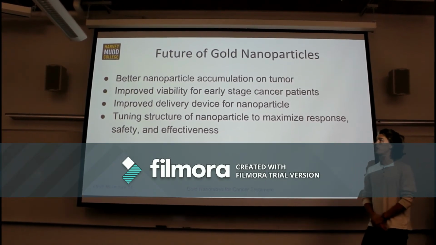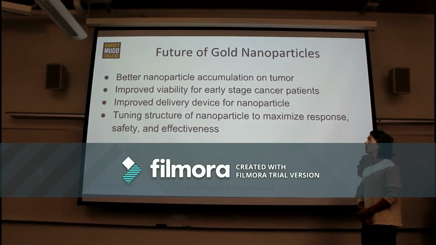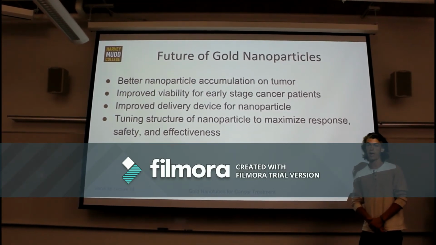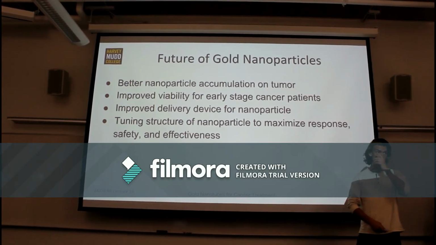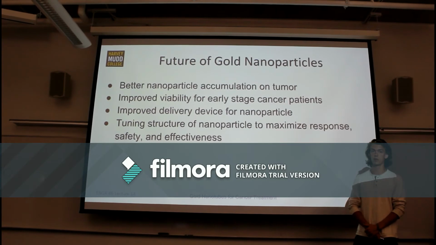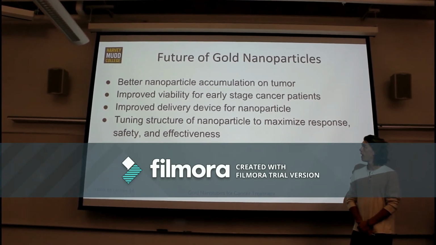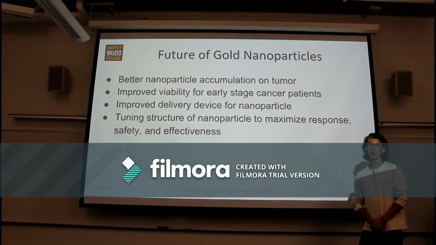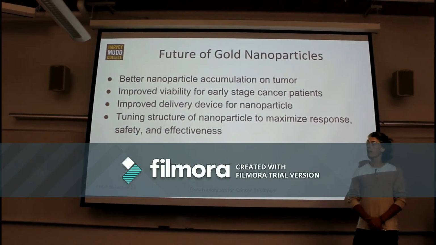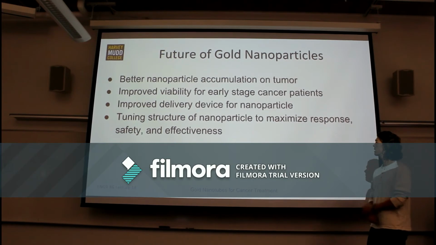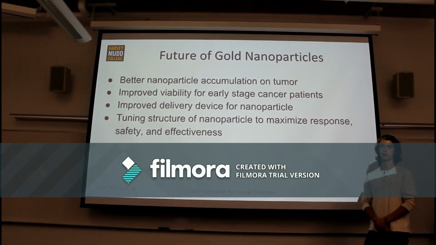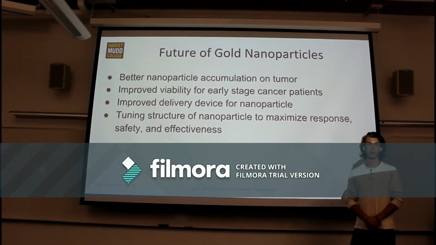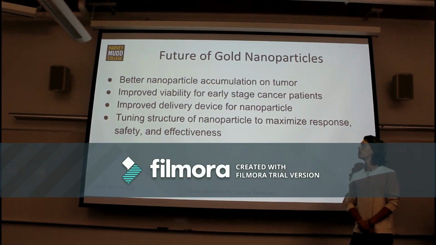And so the future of gold nanoparticles is very promising. Better nanoparticle accumulation on the tumor is being developed, especially through the design of the actual particle and introduction of the biological agents, as was mentioned, especially receptors and antibodies that will potentially bind to tumors and tumors alone. And then adding to that, the improvement of early stage treatment with the dark field imaging and actually targeting very small cells before they're visible in any real way is useful. And then tuning the structure to maximize the response, safety, and effectiveness is ideal, and that is a long-term solution to this problem, and that is once it works and being able to use it clinically, finding the ideal golden zone where these work perfectly is going to be a problem, but that is the future of gold nanorods.